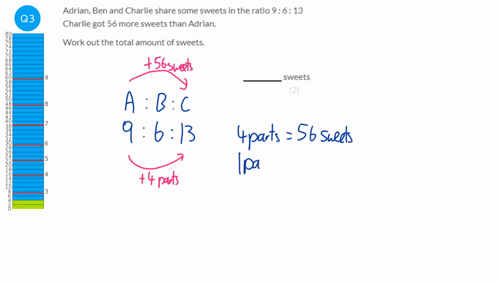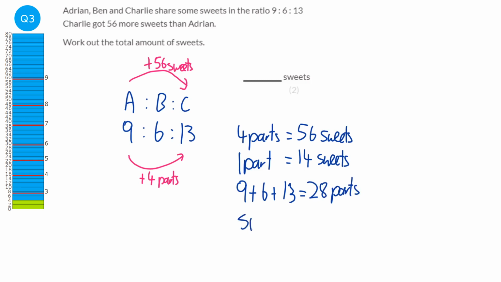So 4 parts are worth 56 sweets. So 1 part would be 56 divided by 4, which is 14 sweets. So all we need to do now is work out how many parts there are. Well, there are 9 plus 6 plus 13 parts, which is 28. And each part is worth 14 sweets. So the total number of sweets will be 28 times 14, which is 392.